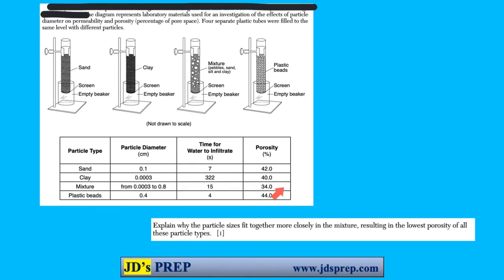So the porosity here of the mixture is, you can see, the lowest. And right here, this is the mixture. It has pebbles, sand, silt, and clay. So ultimately, the smaller particles are just going to fill the pore spaces between the larger particles. It just means there's going to be less open pore space overall, and that's why it has the lowest porosity.